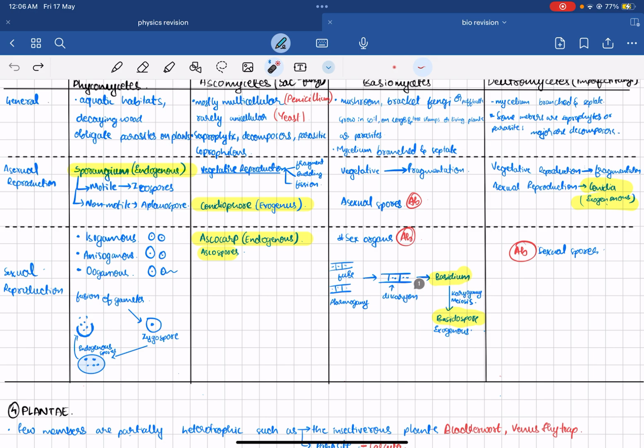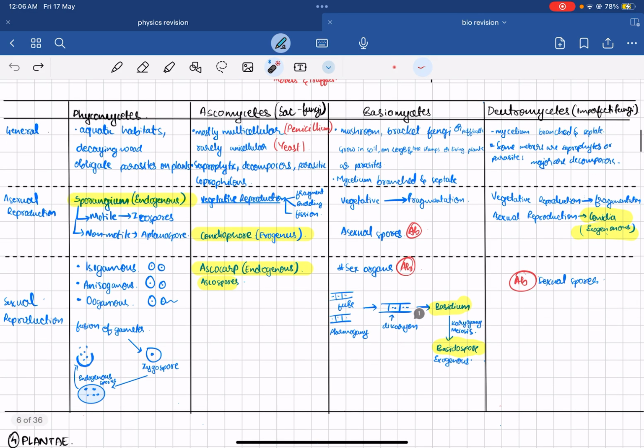In the Deuteromycetes, vegetative reproduction is by fragmentation, which is given in NCERT, and asexual reproduction is through conidia, which is exogenous. We have to remember that in Deuteromycetes, sexual reproduction is not known and sex organs are absent, and so the sexual spores are absent.